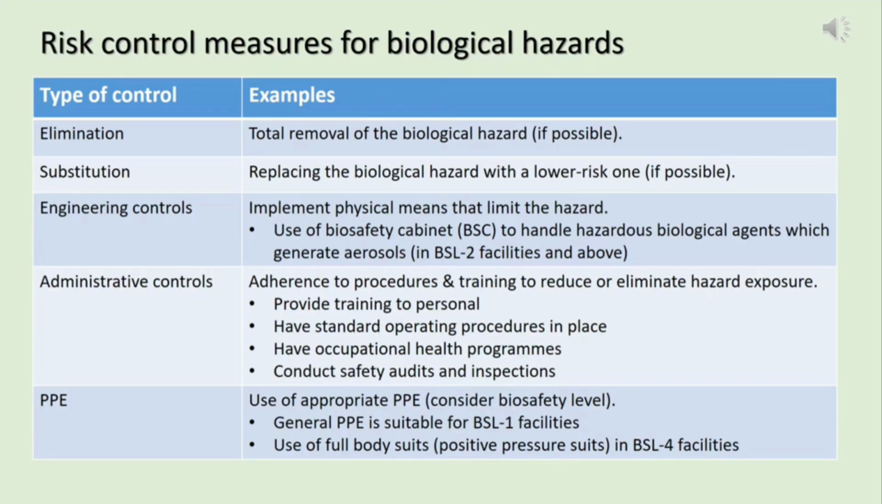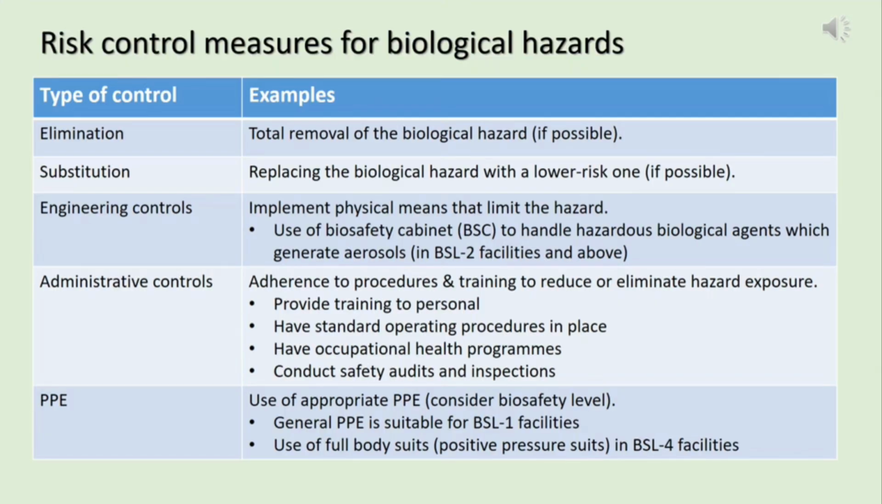Administrative controls, there are a few. That means adherence to procedures and training to reduce or eliminate hazard exposure. For example, you can provide training to people before they start work, and you can have standard operating procedures in place for work procedures. For example, if you have to inoculate a certain bacterial culture, what is the standard operating procedure to follow? What is the standard operating procedure to follow when you want to dispose of biological waste, etc.